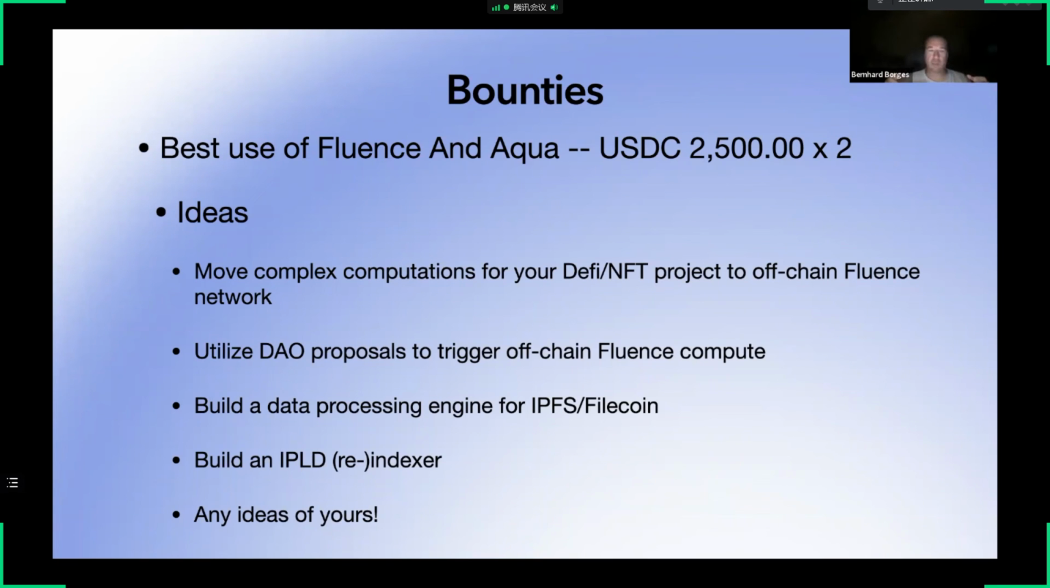So any kind of complex computation you can use for your DeFi or NFT project to off-chain on the Fluence network, anything that takes centralized choke points out of your dApp is great. Build data processing engines for IPFS and Filecoin. Build an IPLD indexer, reindexer.